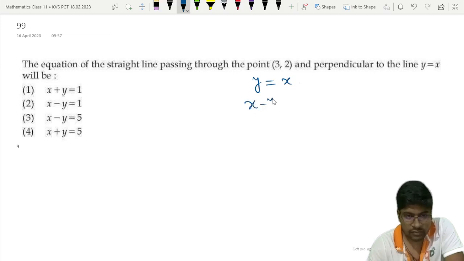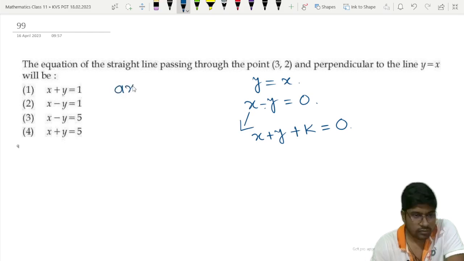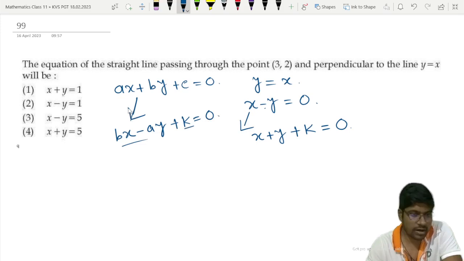So this line I can write as x minus y is equal to 0. So the equation of the line which is perpendicular to this line will be what? x plus y plus k is equal to 0. Because we know that suppose we have a given line ax plus by plus c is equal to 0, the equation of the perpendicular line will be bx minus ay plus k is equal to 0, where k is any real number. So that is the shortcut trick of writing the equation of a perpendicular line to a given line.